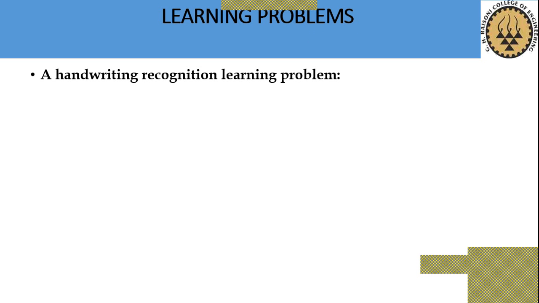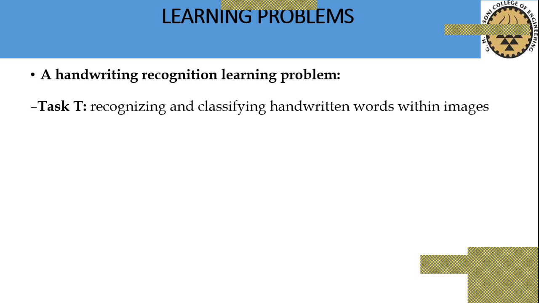Take another example, the handwriting recognition learning problem. When you get this problem, what is the task you have to perform? The first task using my machine learning algorithm is to recognize and classify the handwritten words within an image. So whenever I get the image, the first thing I want to find out is to recognize the word and to classify the written word.